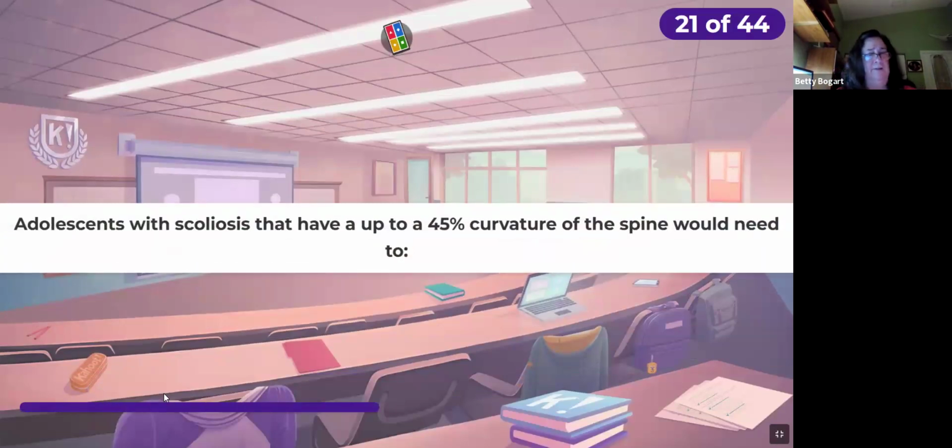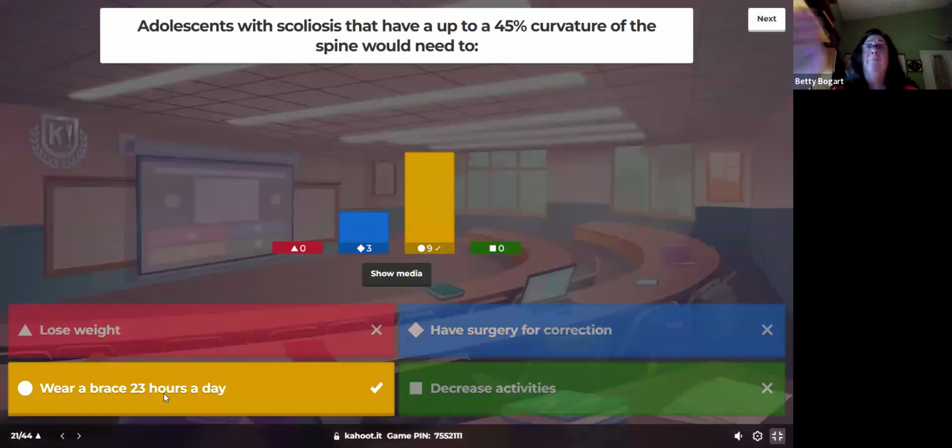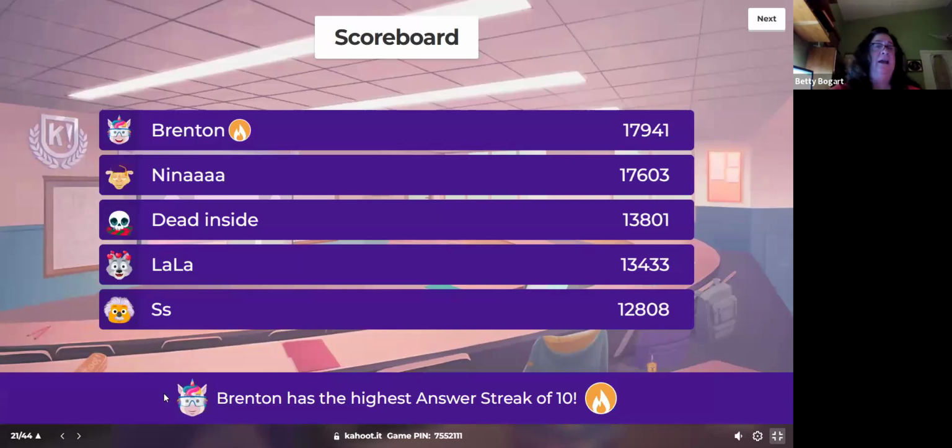An adolescent with scoliosis that has up to a 45% curvature of spine would need to do what? What's the treatment of up to 45%? For up to 45%, wear the brace 23 hours a day. To take a shower, make sure there's a good cotton t-shirt underneath. And these children, with the exercise, strengthen their muscles, and they're not going to need surgery at all. After that, they will need surgery, usually a Harrington rod.